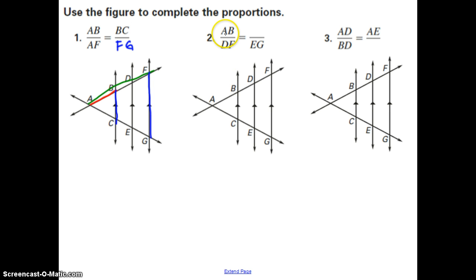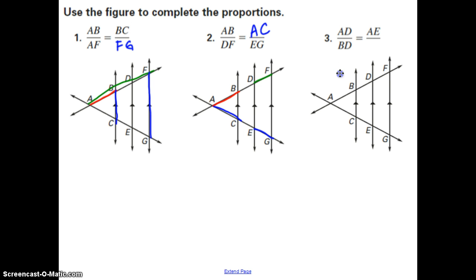In number 2, AB is the whole top side of the small triangle, and then DF is the extension from the middle to the third triangle. We have the top one blank. EG is the extension from the middle to the third triangle on the bottom. So the one that we needed on the top to complete that is this part, AC.